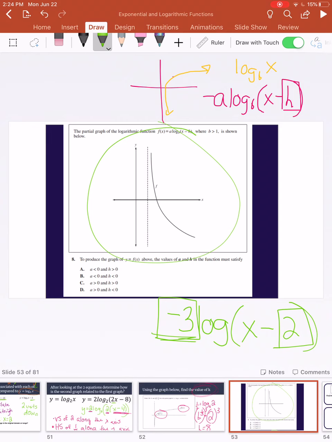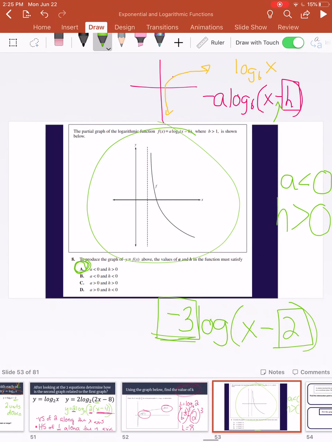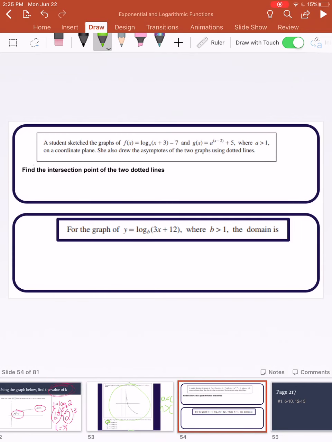So now that I've done that, I know my a value is negative, so my a value has to be less than 0. And I know my h value is positive. I have lots of kids who get stuck on that negative. Don't let that negative in front trick you. So now that I know this, I know my answer should end up being A. Yay, A. A for awesome.